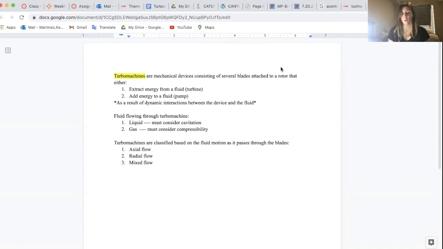Now, there are three types of turbomachines, and they are classified based on the fluid motion as it passes through the blade. One is axial flow, two is radial flow, and three is mixed flow. Mixed flow is a mixture of both radial and axial flows. Based on the scenario, different types of turbomachines are more advantageous and some are disadvantageous. So basically, different scenarios call for different types of turbomachines.